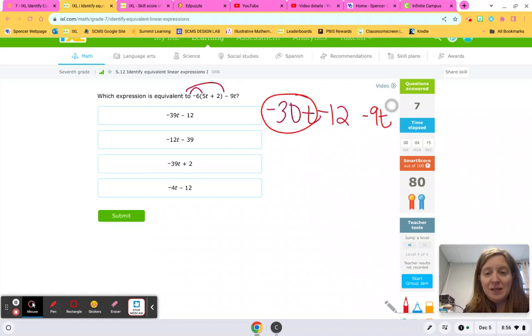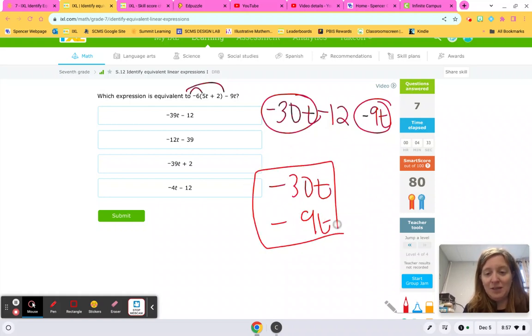We have negative 30t and negative 9t. So we've got two negatives. It's not negative times a negative. We're subtracting a negative. So basically we have negative 30t and we have negative 9t. So all together we have negative 39t. And then it's minus 12.